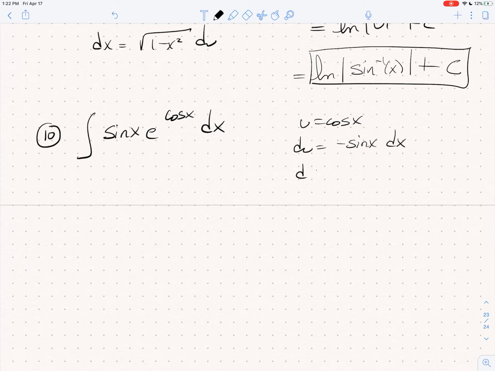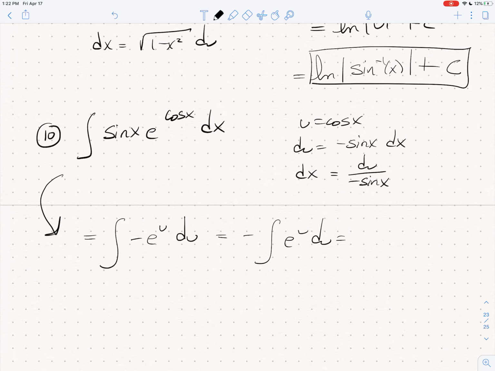And so that means that dx is going to be du over minus sine of x. And so for this problem, you get minus e to the u du, so negative e to the u du. This is just itself, so negative e to the u plus c, so negative e to the cosine of x plus c, and that's it.